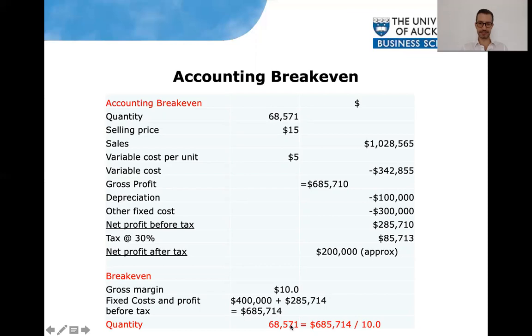Let's try to put this 68,000. We put it here, times 15 is approximately $1 million in revenues. This times 5 is $340,000 in variable cost, which gives us a gross profit of $685,000. We reduce the 400,000 in fixed cost, which means that we get a 285,000 in net profit before tax. We pay 85,000 in taxes. Our final number is what we wanted, which is a net profit after tax of $200,000.